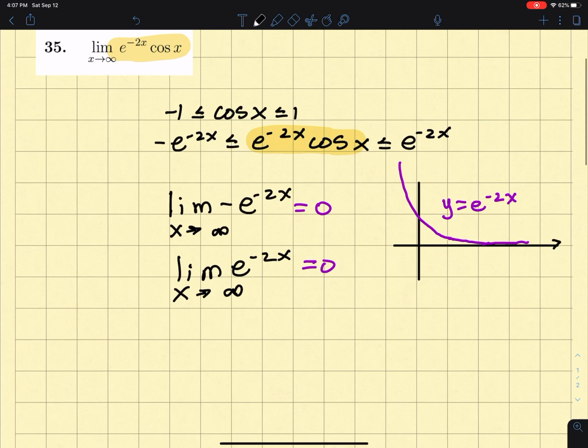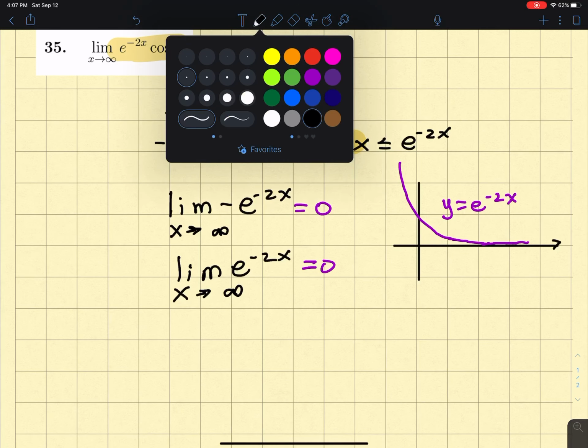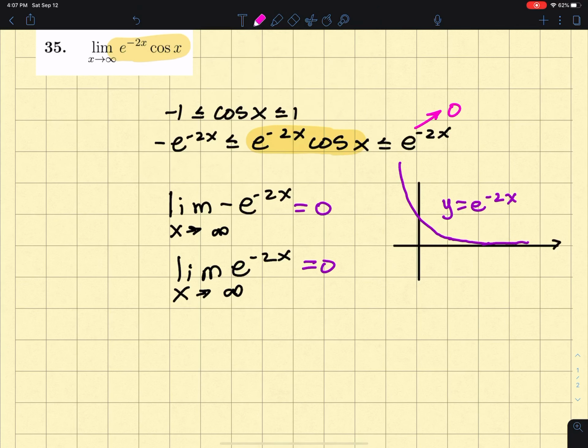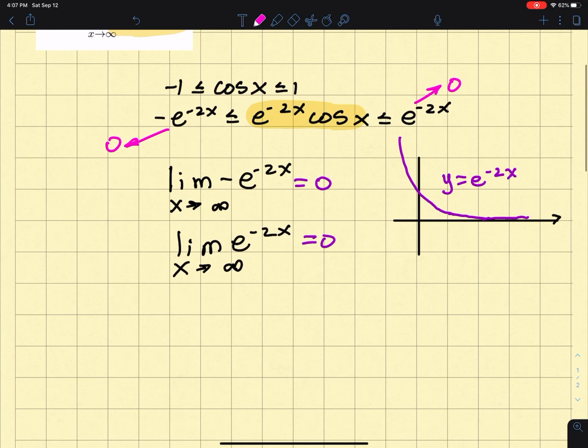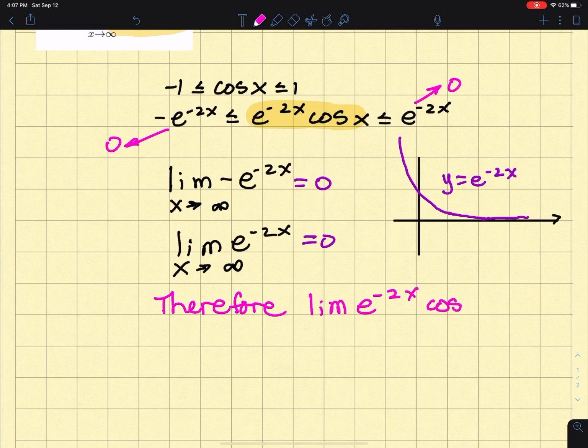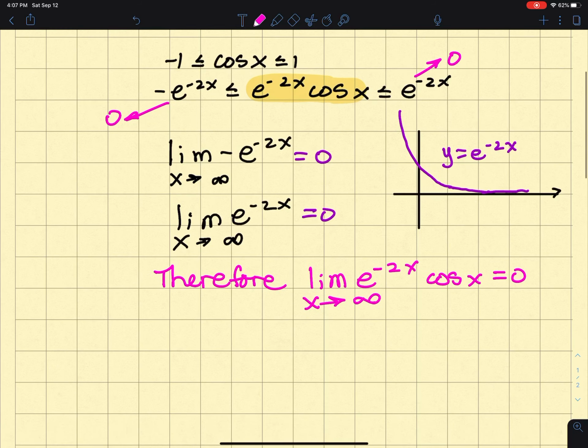All right, so essentially what's happening, I can just mark up the paper a little bit, is these outside functions have limit 0. So we can conclude, therefore, the limit of e to the negative 2x cosine x as x goes to infinity is equal to 0 by the squeeze theorem.